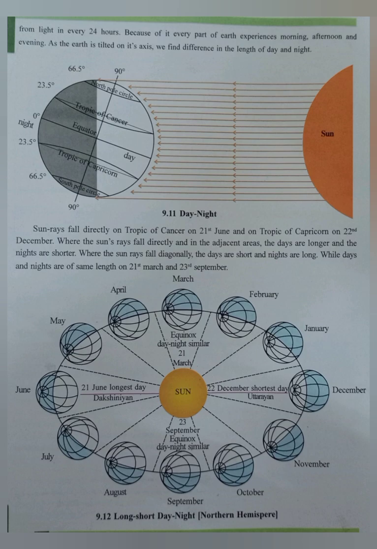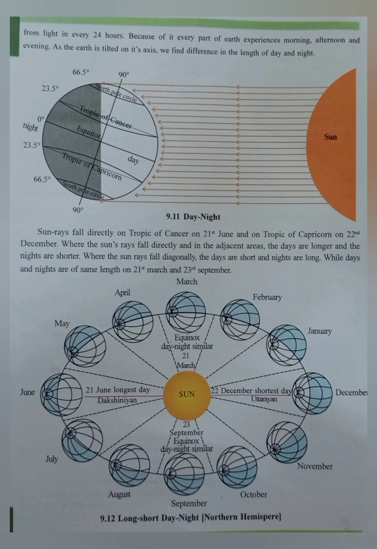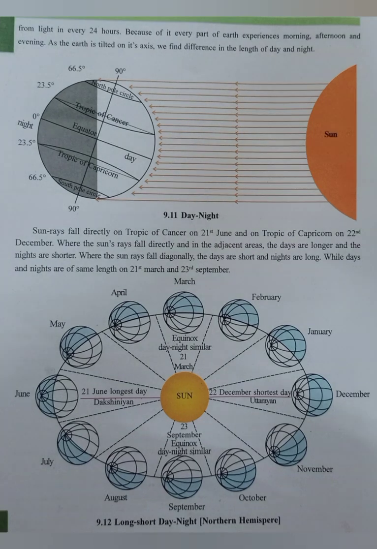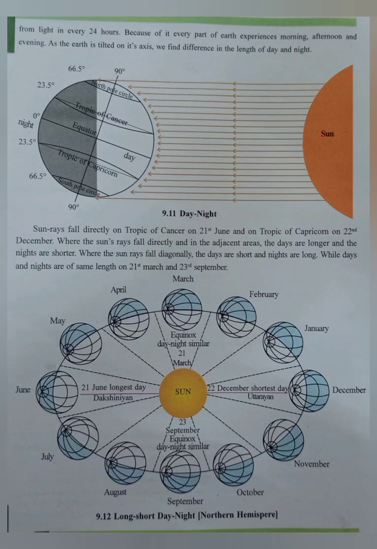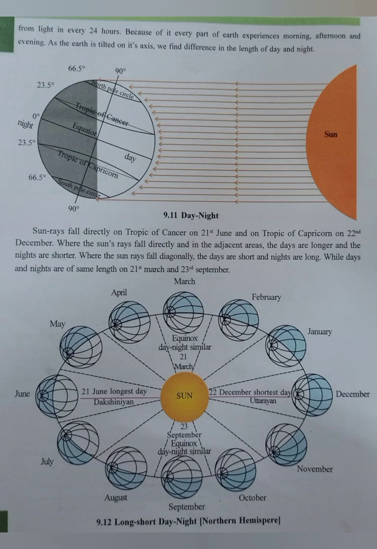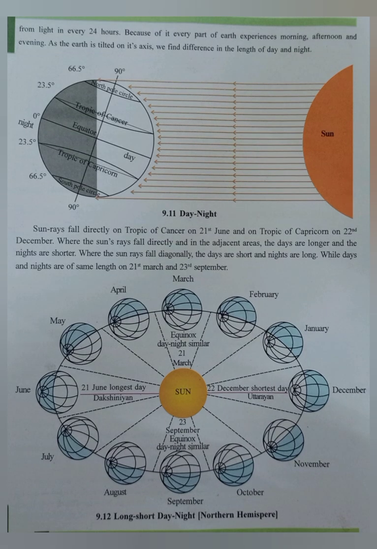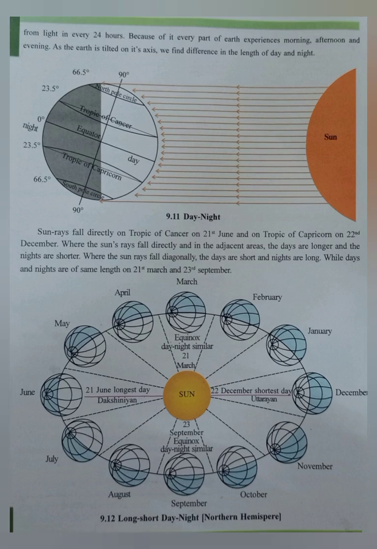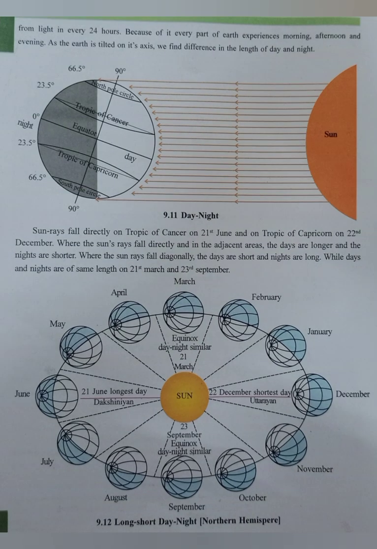As the earth is tilted on its axis, we find difference in the length of day and night. Sun rays fall directly on Tropic of Cancer on 21st June and on Tropic of Capricorn on 22nd December. Where the sun's rays fall directly and in the adjacent areas, the days are longer and the nights are shorter. Where the sun rays fall diagonally, the days are short and nights are long, while days and nights are of the same length on 21st March and 23rd September.